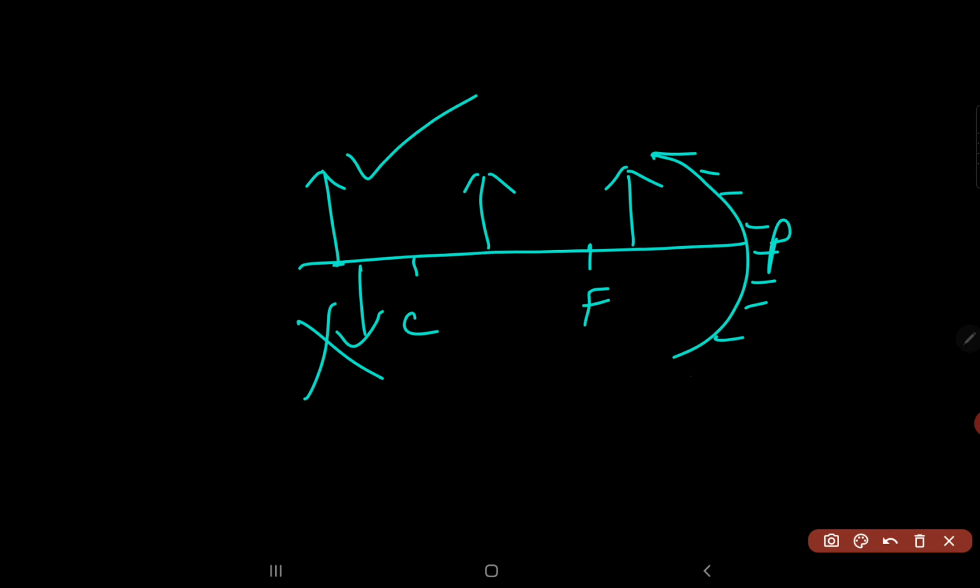These are the few rules we are following in order to draw the ray diagrams. But in reality, the object can be anywhere, either below, above, left side, right side, it does not matter, right? Let us go to the third rule.